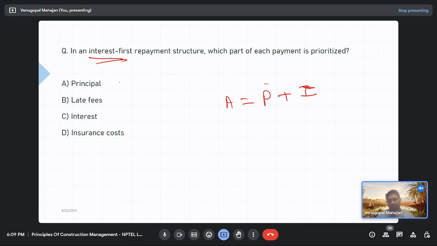So the question here is, in an interest first repayment structure, like EMI is also a repayment structure, right? That is equated monthly installments. It could be annual also, it could be semi-annual. So which part is prioritized? As the name suggests, interest part is prioritized. So if you are paying some amount as a repayment, it first caters to the interest component, and then if something remains, it caters to the principal component.